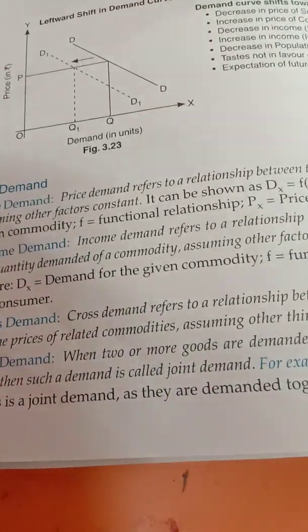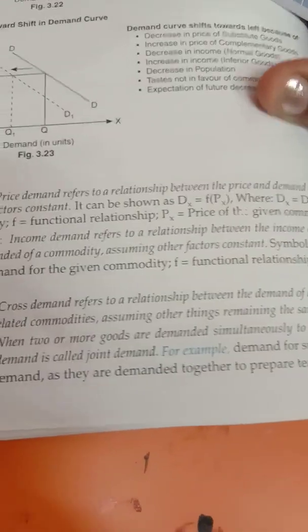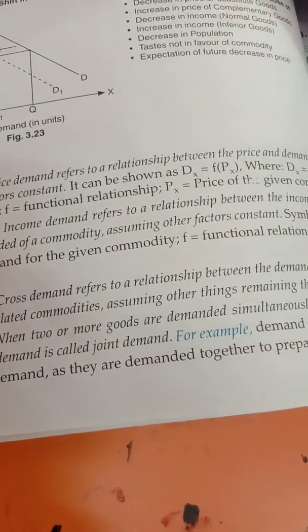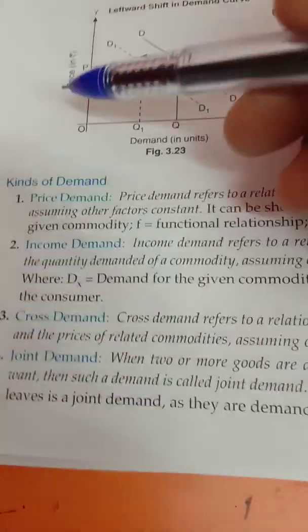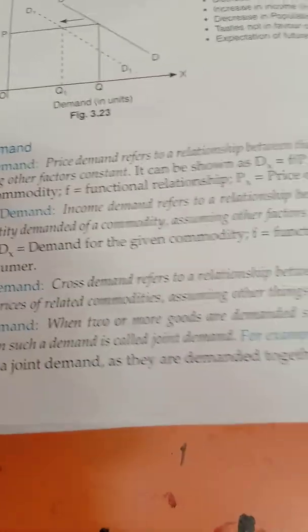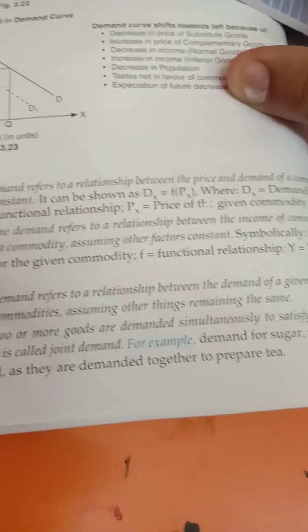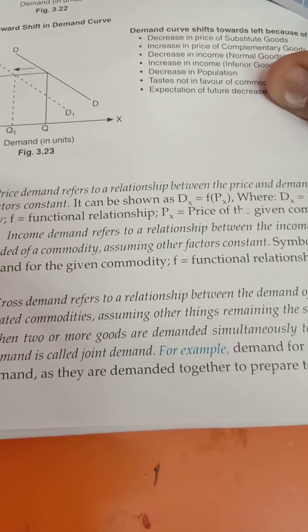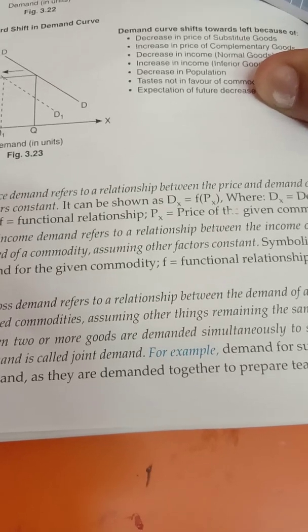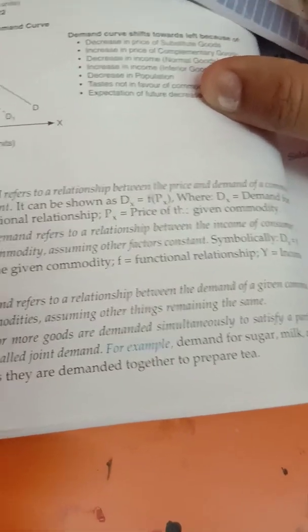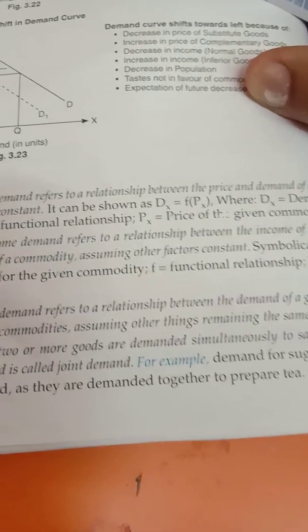Now the cross demand. In the case of cross demand, it refers to the relationship between the demand of a given commodity and the price of its substitute goods or complementary goods, means its related goods, and all the other factor remain constant. So this can be the cross demand. Now the joint demand. When two or more goods are demanded jointly, then to satisfy one particular want, that is called a joint demand, like demand for sugar and milk and tea. They serve as a joint demand, and they are demanded together to prepare tea.